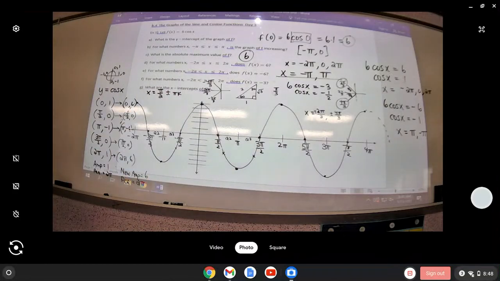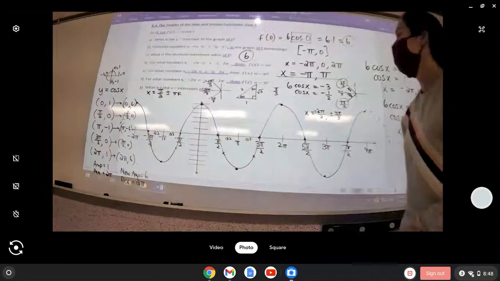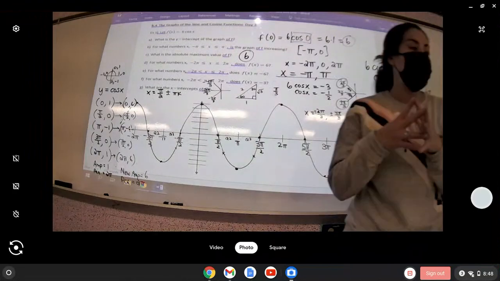Or, like I said, they are described as odd integer multiples of pi over 2. All right, how do we feel about that?